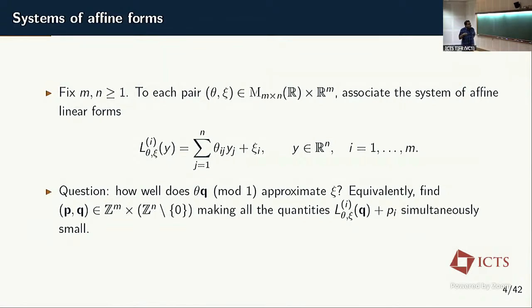So Q is a vector in Z^n. This is an m cross n matrix. So I'm multiplying the m cross n matrix with an n cross 1 matrix and adding an n cross 1 shift. Okay? That's what it is. And I want to make the entries of these linear forms simultaneously small.